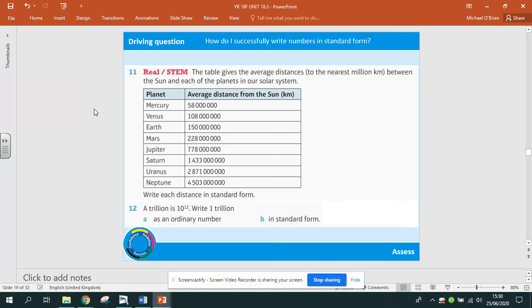So the first thing you have to do is rewrite those distances as standard form, and then a trillion. So a trillion is 10 to the 12th. Write it down both as an ordinary number and in standard form. So I'd like you to pause the lesson now, please, and answer these questions, then return after you've done them.